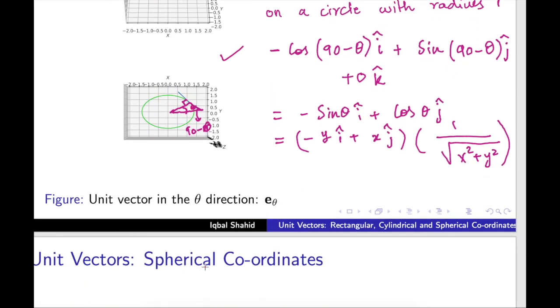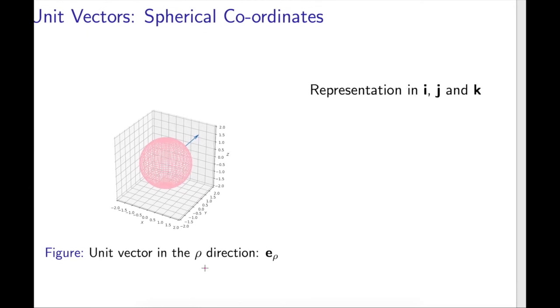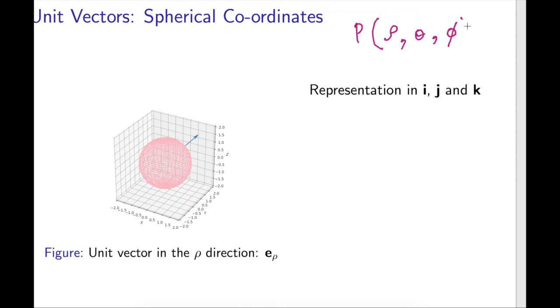Okay, let's move on to spherical coordinates now. For spherical coordinates, as a recap, a point is represented by rho, theta, and phi. Okay, and rho is what? Rho is, we know, the square root of r squared plus z squared, and theta is the angle between the z-axis and rho, and rho is the radius of the sphere.